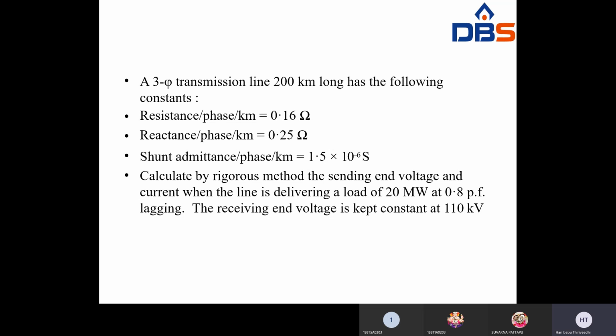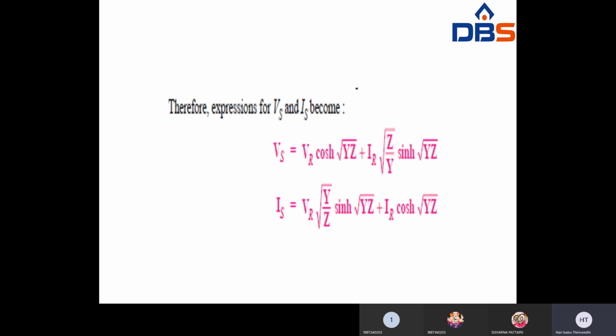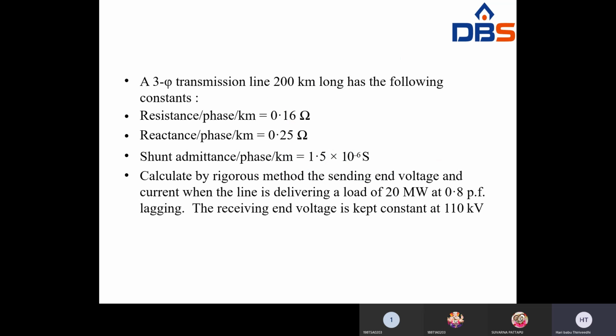Now total Z is equal to R plus JXL. We know R, 0.16 into 200, that is 32. We know XL, 0.25 into 200, that is 50. Therefore Z is equal to R plus JXL, that is 32 plus J 50. Converting that into polar form, that is 59.4 at an angle 58 degrees. Now, to calculate voltage regulation, first we have to calculate the sending end voltage, right? What is the sending end voltage formula? This is the formula: Vs is equal to Vr cos h root yz plus Ir root z by y sin h root yz, right? So by using that formula we have to calculate the sending end voltage.